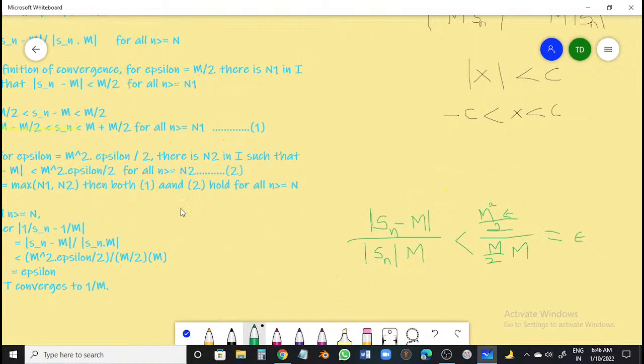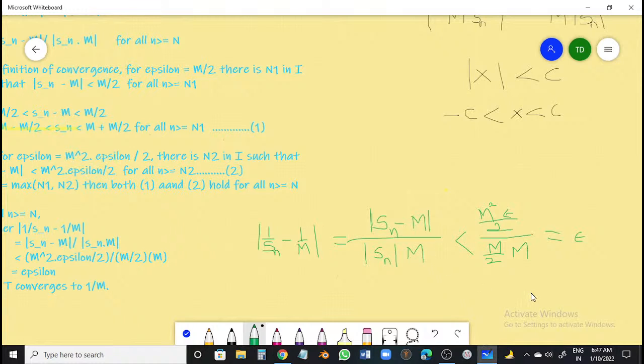So after crossing this capital N, we find that this particular term, and this is nothing but the expansion of what? This is nothing but mod of 1 over Sn minus 1 over m. So this difference is made smaller than epsilon once you cross this capital N. Thus the sequence of reciprocals converges to the reciprocal of the limit. I repeat, the sequence of reciprocals converges to the reciprocal of the limit.